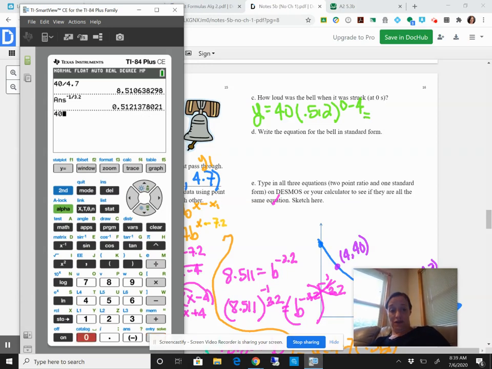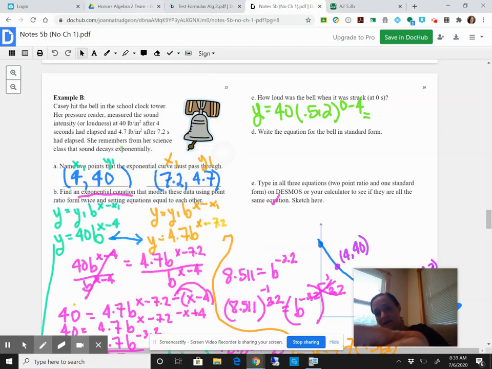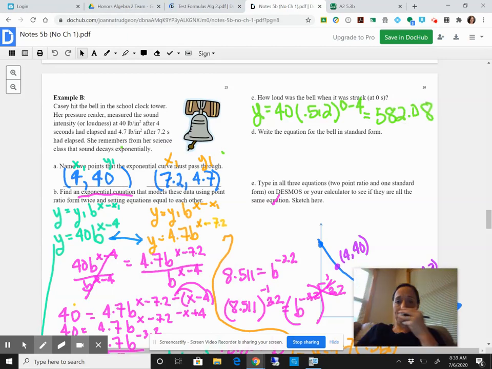40 times 0.512 to the, I'll write 0 minus 4 here, but you could also just write negative 4. And you get 582.08, all right? Now, that was at time 0.